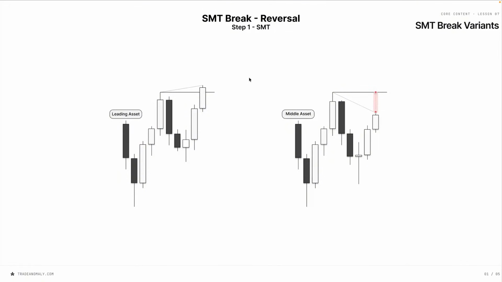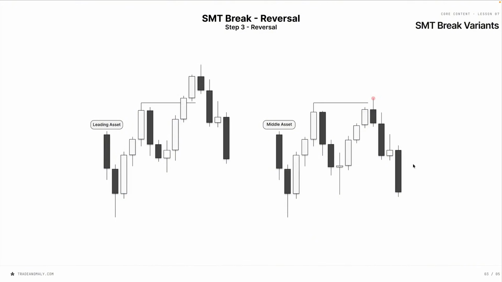So the first step is you're going to create an SMT with a correlated market. And what will make it obvious that the assets are likely to break this SMT is if the SMT is in close proximity. As you can see, the failure swing high is in close proximity with the high that is being manipulated on the leading asset. Now the next step over here is the SMT actually is going to break. So that SMT is not going to hold because that proximity is very, very close. Once this asset breaks the SMT, that's essentially a trigger for the market to actually reverse.